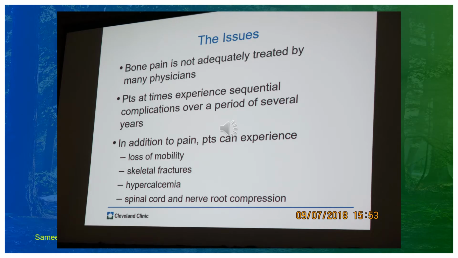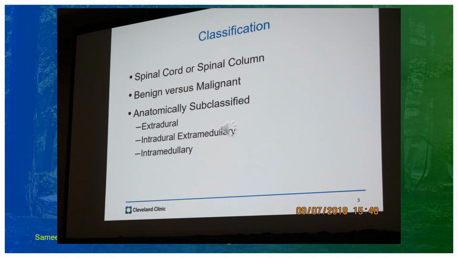These slides are from a tumor course in Cleveland Clinic in 2018, and I found them useful and informative regarding spine tumors. Bone pain is not adequately treated by many physicians. Patients at times experience sequential complications over a period of several years. In addition to pain, patients can experience loss of mobility, skeletal fractures, hypercalcemia, and spinal cord and nerve root compression because of tumor involvement. Now, how would we classify spine tumors?